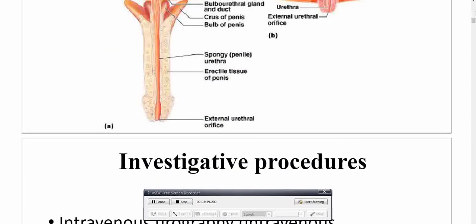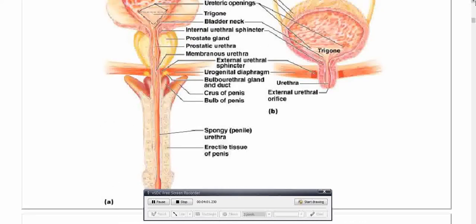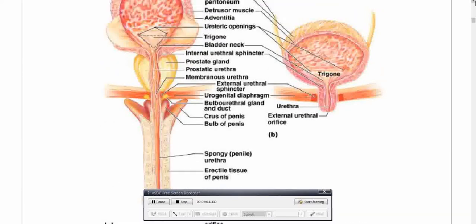Now the division of the urethra as well, you really need to know. We have segmentation or division of the urethra. We have the spongy urethra, right? Membranous urethra. There are actually three: membranous urethra, and we have the first part of the urethra.